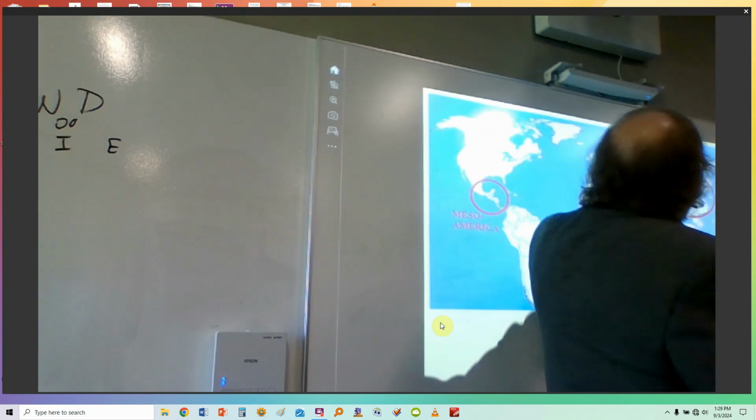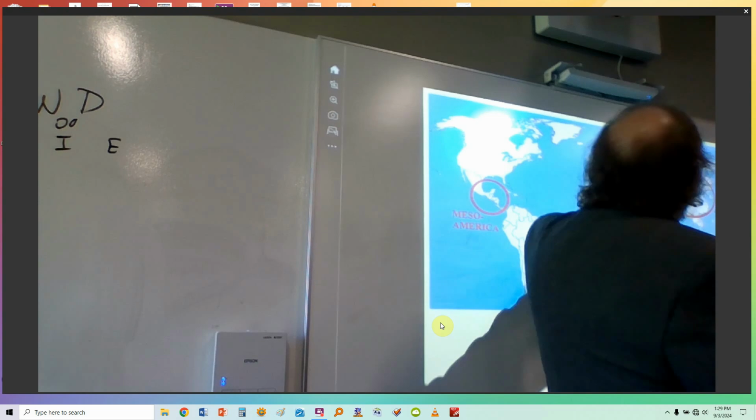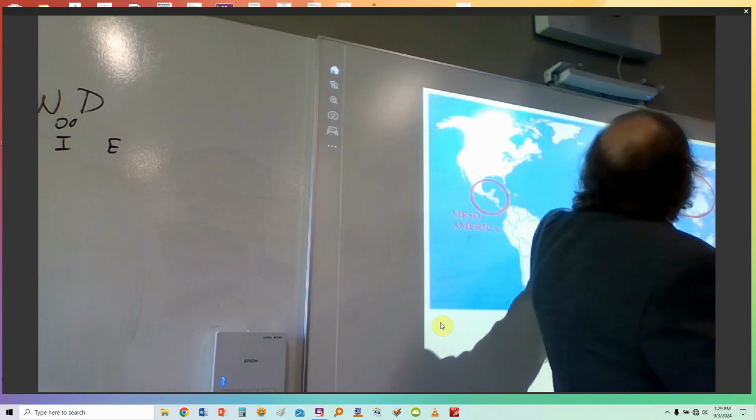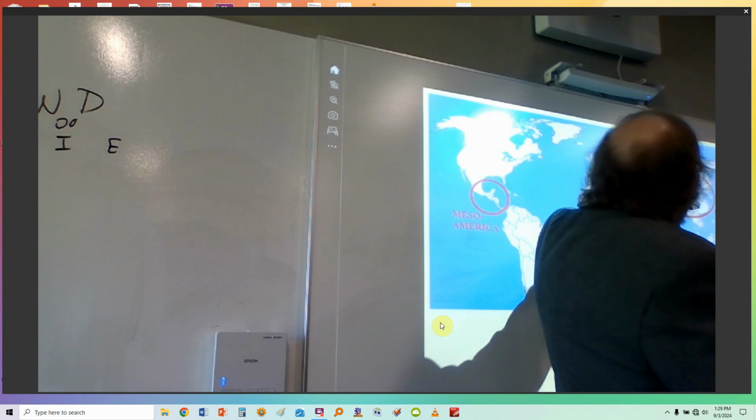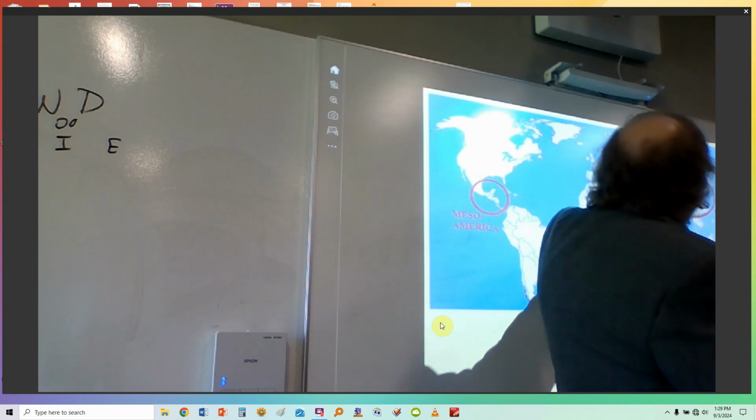Mesopotamia comes from the Greek word for river. So it's between the two rivers, between the rivers. There are two rivers called the Tigris and Euphrates, which flow down from the mountains to the north through Iraq and into the, I think it's the Gulf of Aden, if I remember correctly, or it's the Persian Gulf.